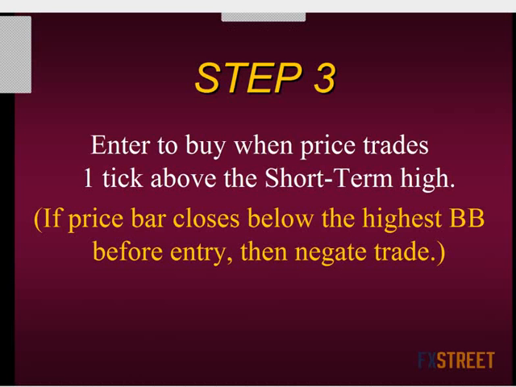Step number 3, we're going to enter the buy when price trades 1 tick or 1 pip above the short-term high, that little arrowhead we just located. Now, here's the one caveat, the thing you have to remember. Since we're looking for momentum, since this is a continuation trade, we want to see that the price bars stay up in a relatively high fashion.